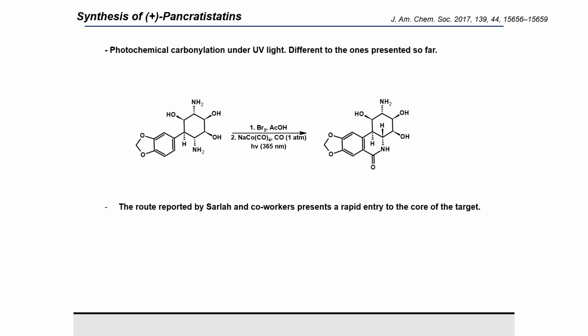So the installation of the carbonyl bond was in two steps, via bromination and then sodium tetracarbonylcobaltate-catalyzed aminocarbonylation under CO atmosphere and UV light. So this efficient route presents a rapid entry to the core of the target, seeing benzene as a substrate that can undergo triolefin-type functionalization, which is a key simplification.